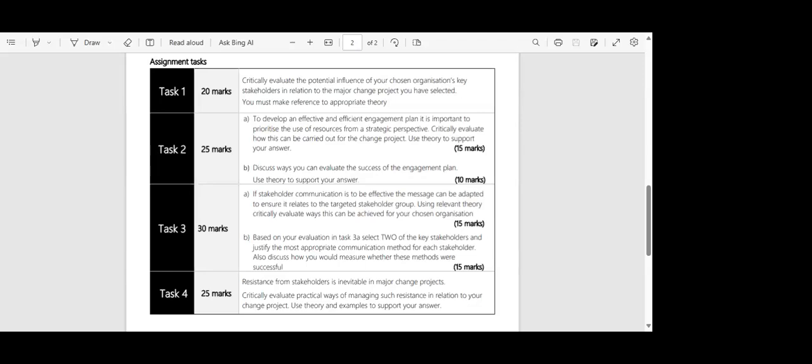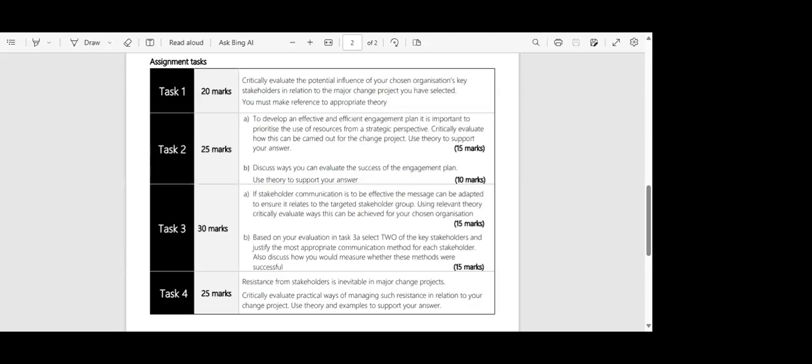You have to critically evaluate, and write the positive side, how this can be carried out for a change project. How is this engagement plan helping you to carry out the change project? You should align with theory to support your answer. Based on the theory, you should say: as per this theory, I conclude that to develop an engagement plan, it is important to prioritize resources in a strategic way, and because of these reasons I can carry out the change project of this particular organization. That is for 15 marks.